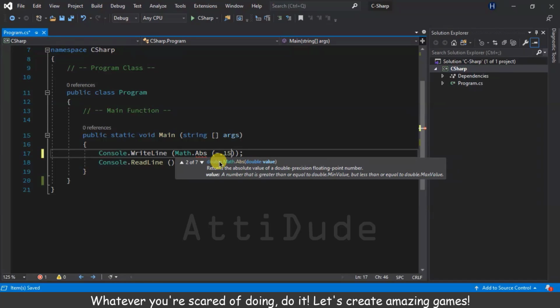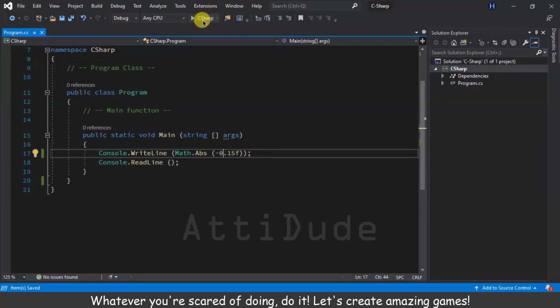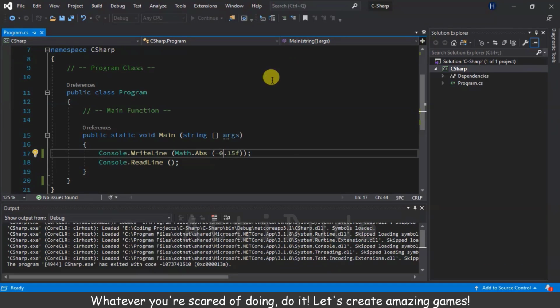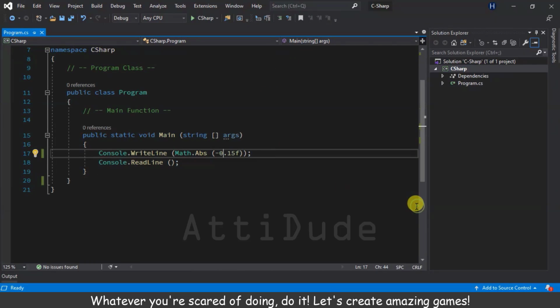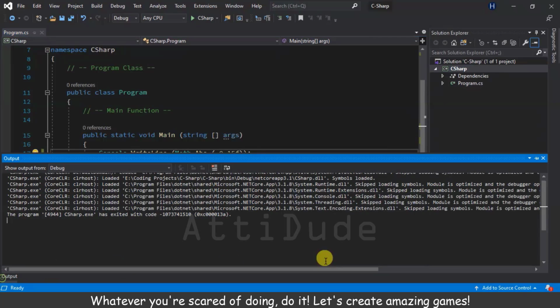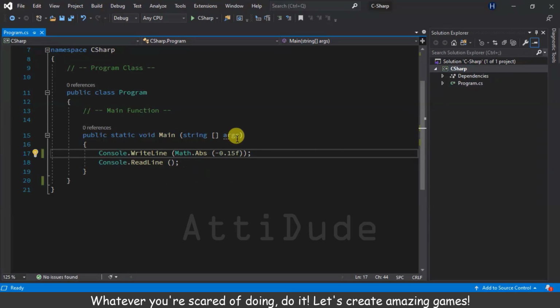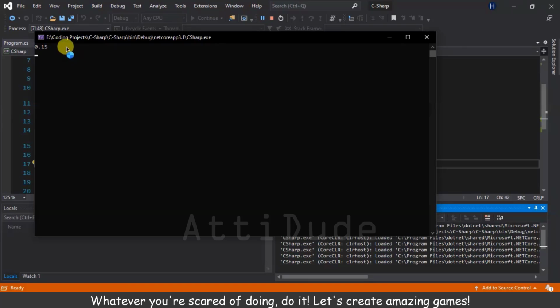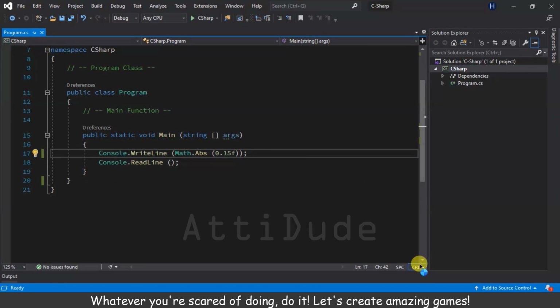Let's write -1.5, minus 0.15f, like this. Let's just hit this. Wow, we got the absolute value of this. Actually, I don't want this. And if you want, you can just do it like this.